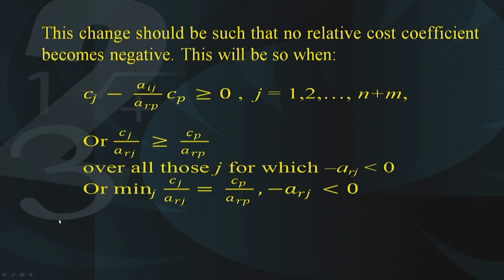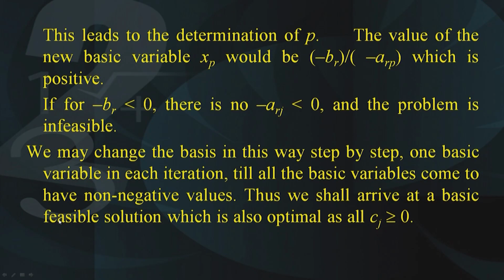In other words, this inequality should be satisfied over all those j for which minus arj is strictly less than 0. That is, the minimum over j for which this condition holds, that is, minus arj is less than 0. Now, this leads to the determination of p. So, we know what p is. The value of the new basic variable xp would be minus br divided by minus arp. And as you know, negative divided by negative is positive. So, the whole expression will turn out to be positive. If minus br is less than 0 and there is no minus arj less than 0, then the problem is infeasible.